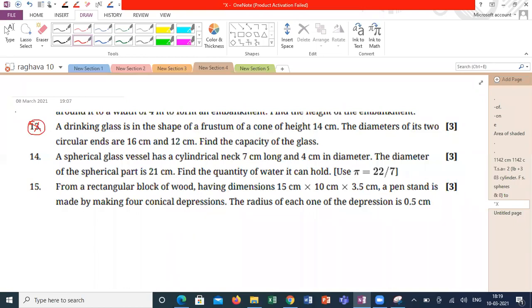A spherical glass vessel has a cylindrical neck 7 centimeter long and 4 centimeter in diameter. The diameter of the spherical part is 21 centimeter. Find the quantity of the water it can hold.